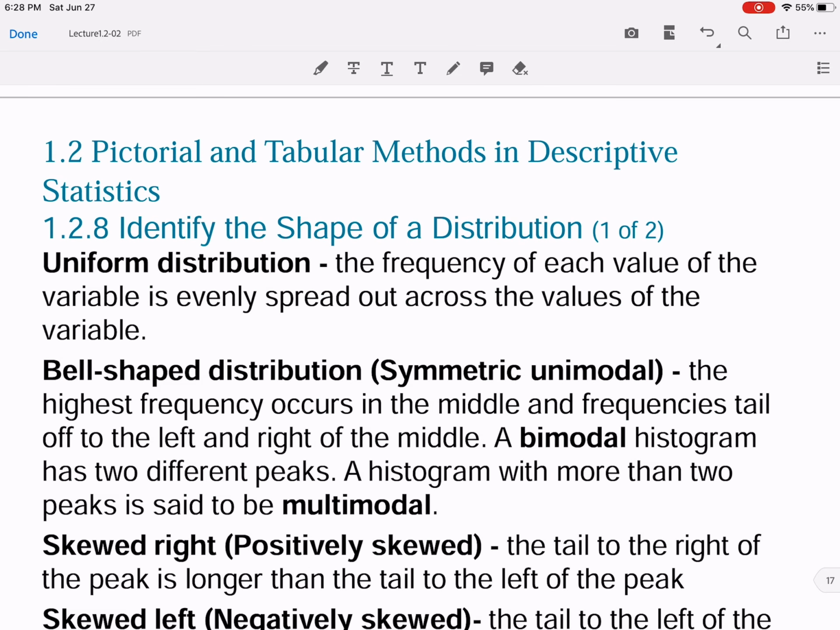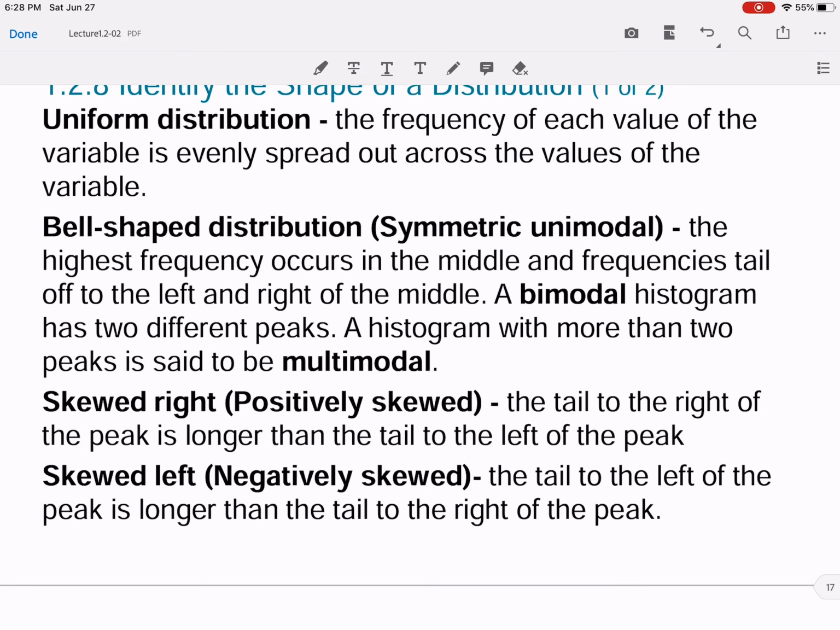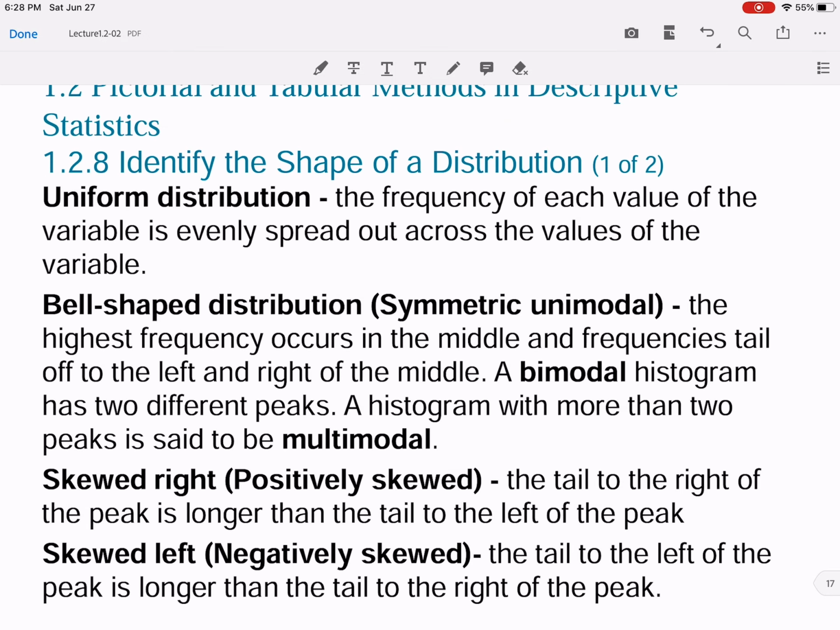So the very last part of this video is identifying the shape of a distribution. So we're gonna talk about the 4 different shapes of distribution. The very first one is called the uniform distribution. This is very important, and we're gonna see this kind of distribution a lot in the future. Okay, the uniform. Let's take a look at the graph first.